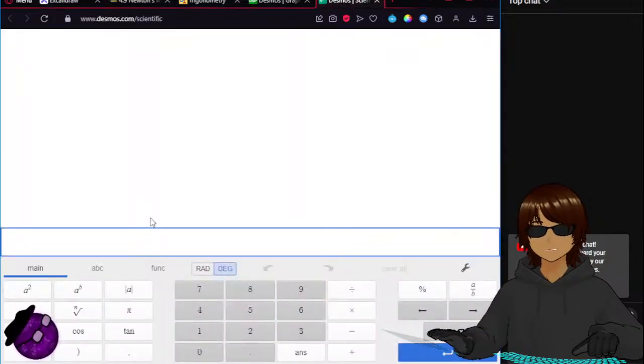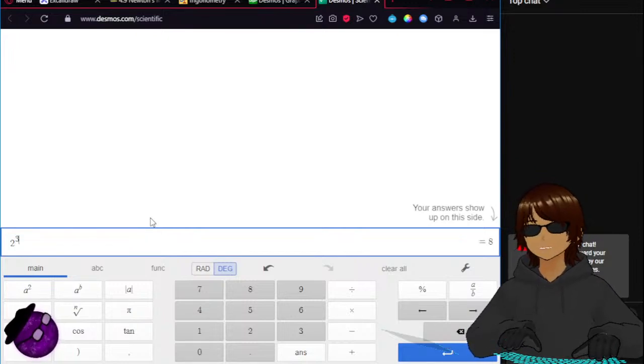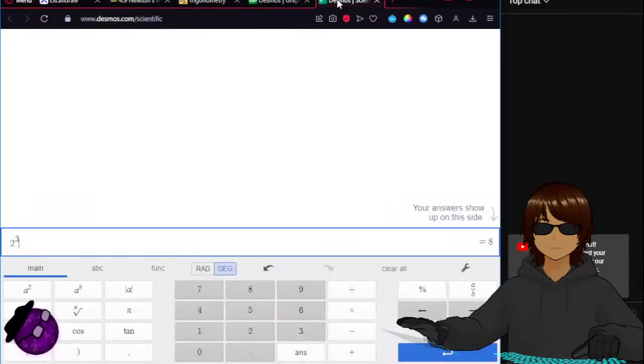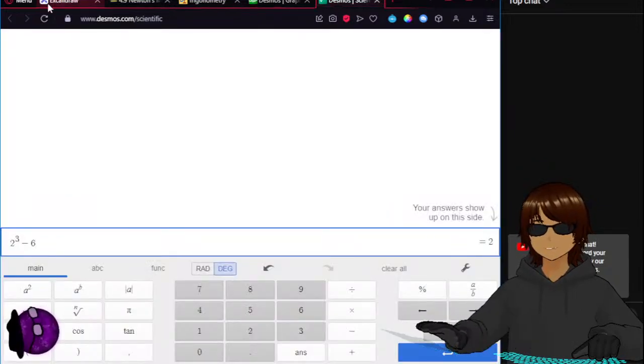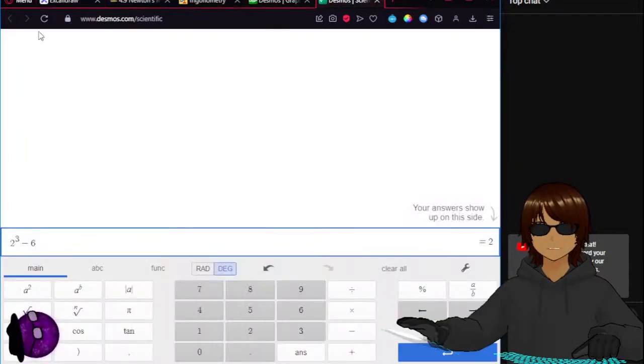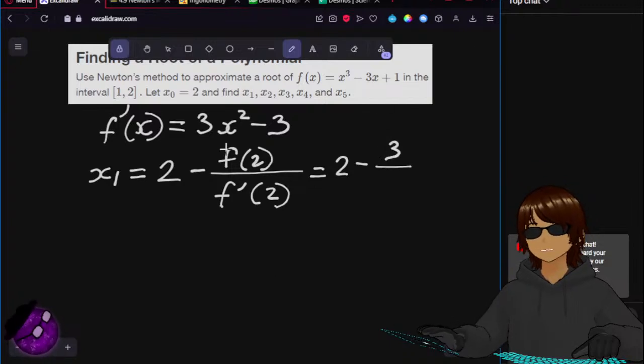What's this? Let's see. 2 cubed minus 3 times 2 is 6. Wait. Yeah. This one, 3. So we have 3 here. The derivative at 2: 2 times 2 is 4, 4 times 3 is 12, minus 3 is 9.